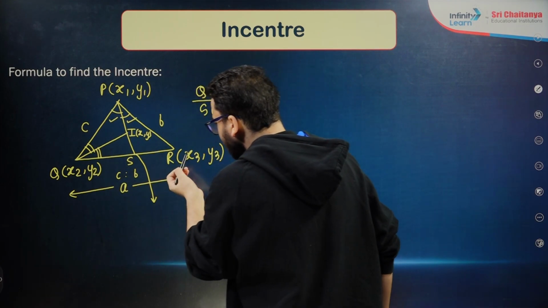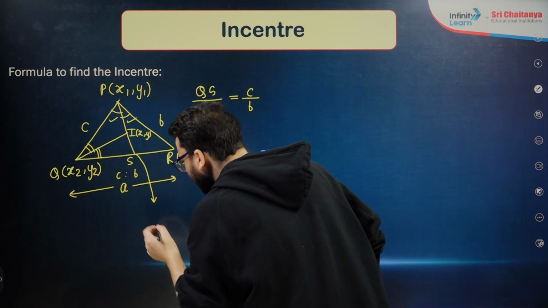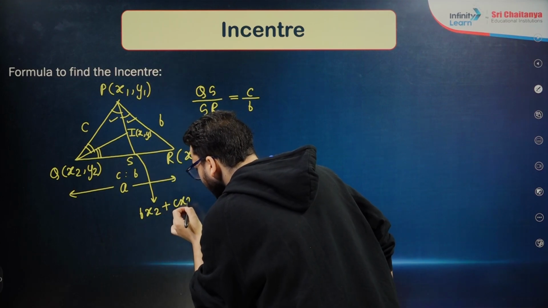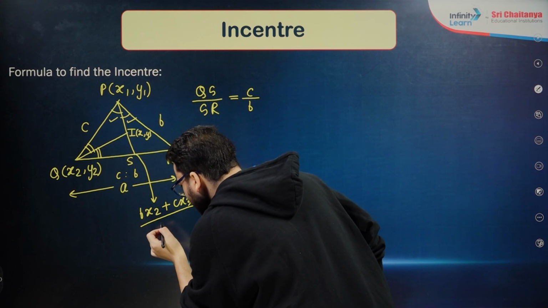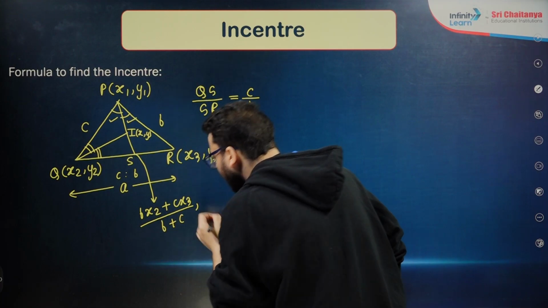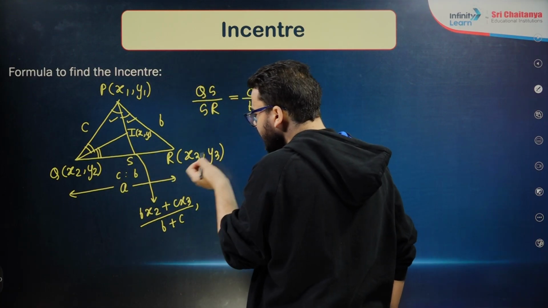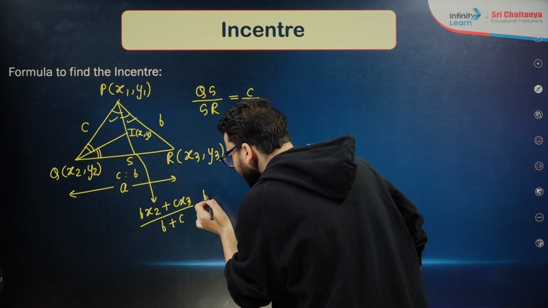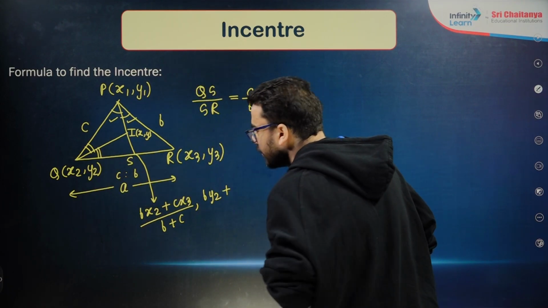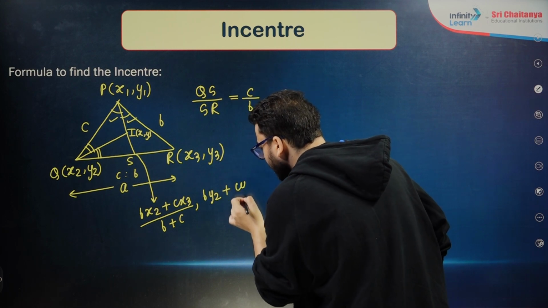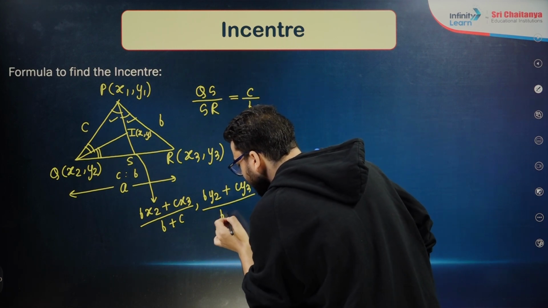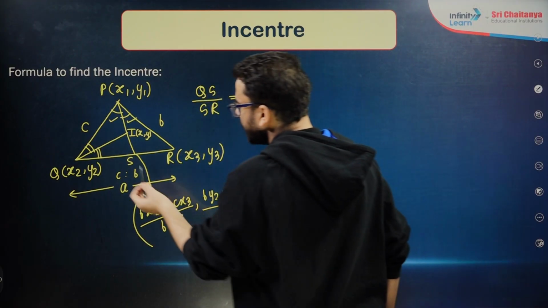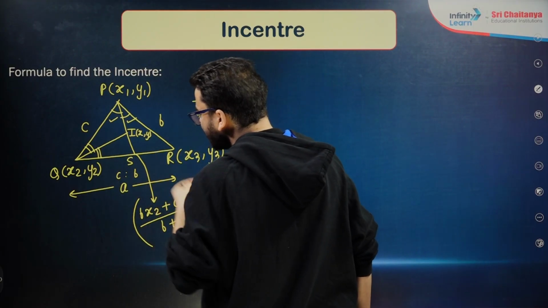It will be Cx3 plus Bx2, so Bx2 plus Cx3 upon B plus C, section formula, and then Cy3 plus By2 upon B plus C. So you can write By2 plus Cy3 upon B plus C over here. Correct? Now you see over here, this is C upon B and this total is A.